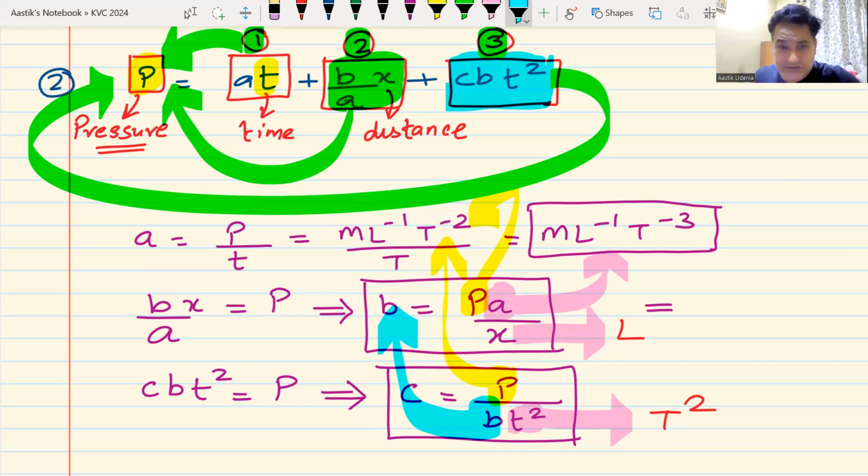I was just checking the paper has come. The paper has come, but the formatting is not correct, so I've sent it back. There is, as I said, a question on dimension analysis and a pretty simple one.